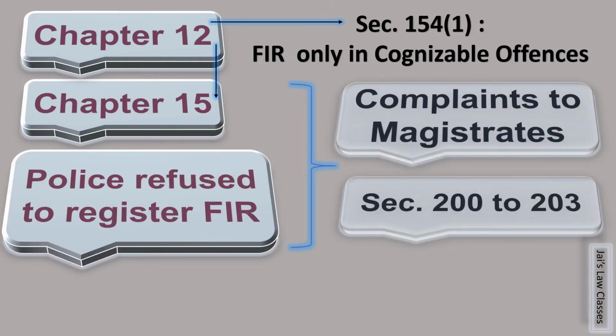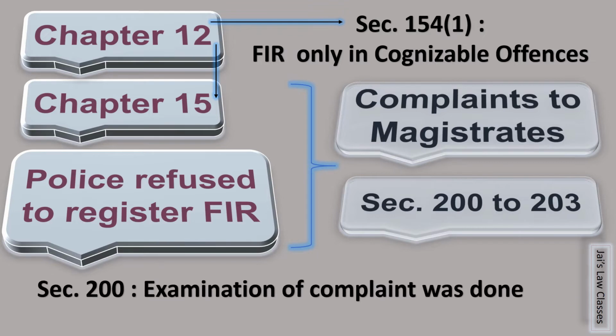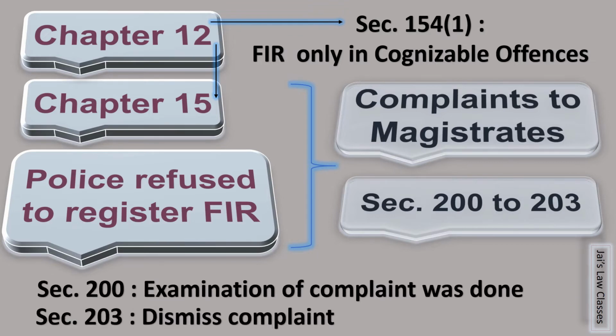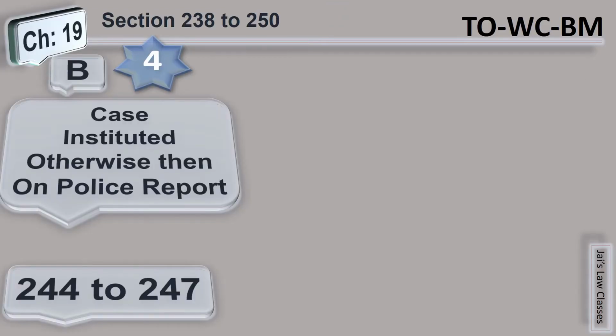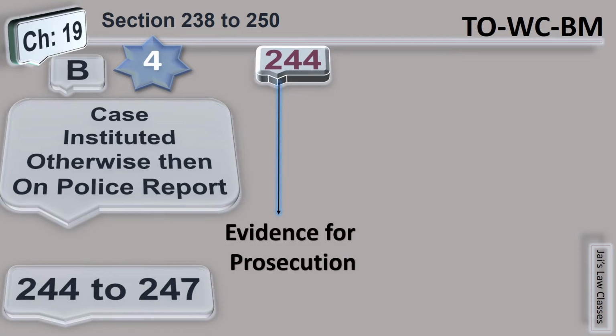FIR. And in section 200, examination of the complainant was done by the magistrate, and section 203 informs that the complaint can be dismissed by the magistrate if the complaint is not genuine. But if the magistrate accepts the complaint, then chapter number 19 part B comes into force. Cases instituted otherwise than on police report, when the magistrate takes up the complaint. And the first section is section 244, evidence for prosecution. Let's cover this section in detail now.